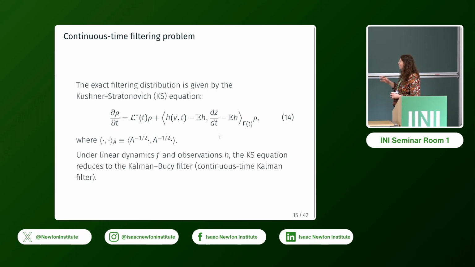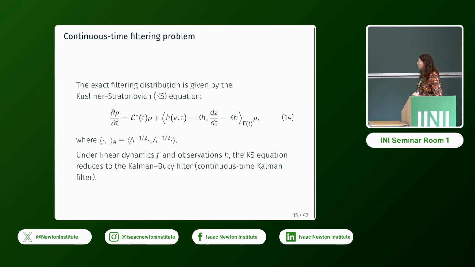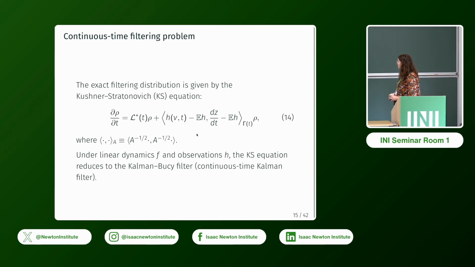And so you can come up with particle approximations to this thing. Again, if you impose linear dynamics and observations, this reduces to the Kalman-Bucy filter, which is the continuous time counterpart of the Kalman filter. But if you look into the analysis of these algorithms, it's really made a lot nicer in continuous time, I would say.